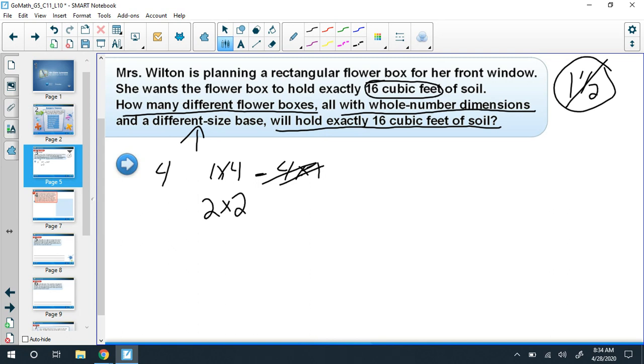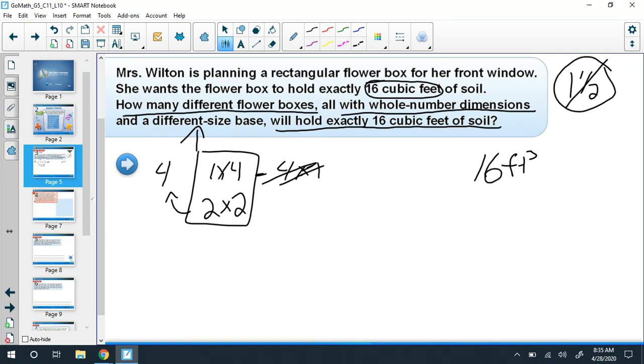So just keep that in mind, right? We're not just reversing the numbers, but if we can come up with different dimensions to equal the same square feet or square units, then that is okay. Right, so we want to look at some potential flower boxes for Miss Wilton here, and we need to have a volume of 16 cubic feet.